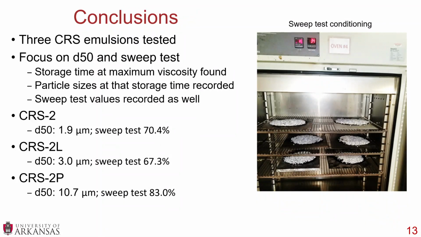So for D50, CRS-2 is 1.9 microns. For the latex, it is 3 microns. And for the 2P, the polymer, the solid polymer, is 10.7 microns. And for the sweep test, we found corresponding values for that too. So this is moving from not only a particle size to also potentially a performance specification. Now, I do want to reiterate that this is a relatively small data set. Again, only one type of emulsifier, one type of asphalt binder, but we did look at 3 different types of CRS with and without polymer or latex modification.